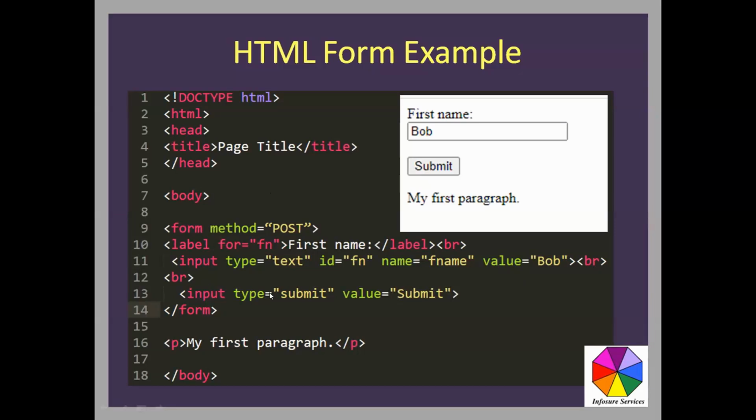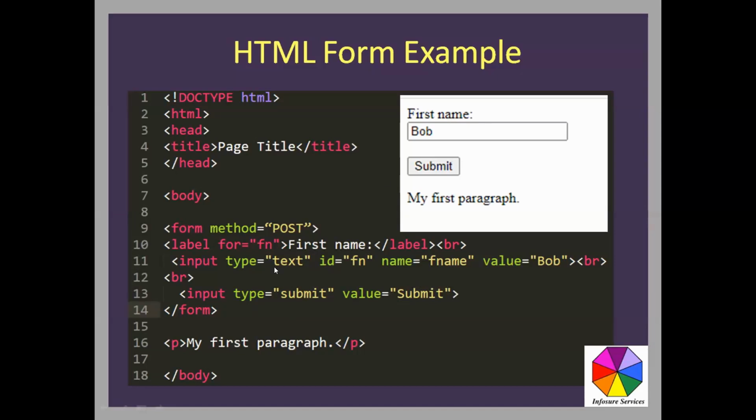Input type equal to submit, value equal to submit. Type equal to submit will automatically bring a submit button which is clickable. And the text on the face of the button comes from the value field. If you say submit, it will show submit. If you say login, it will show login. That's coming from the value, but the type is always submit for a button. So we saw a few things here. We saw a text box. We saw a button. But how is this first name coming?